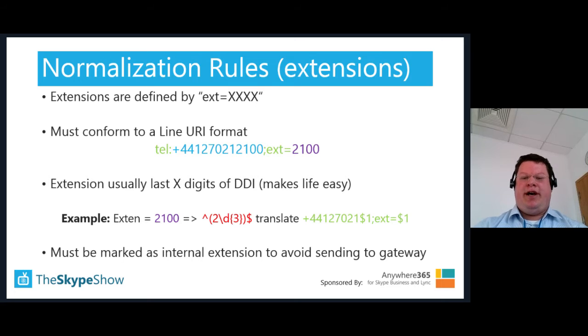If we add another user, their DDI might be 212101, which will be extension number 2101. This example normalization rule will actually catch all those variations and format them into the proper DDI and the extension number. When your normalization rules are made for your internal extensions, you must mark them as an internal extension number, and this will avoid unnecessary requests going out to the PSTN.